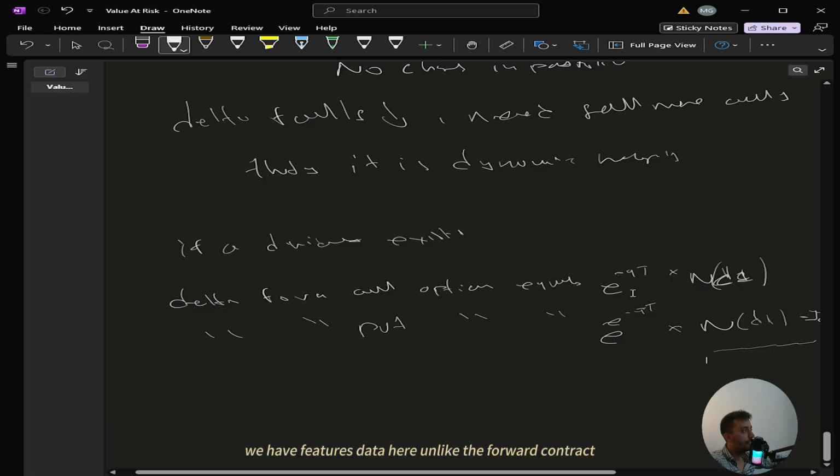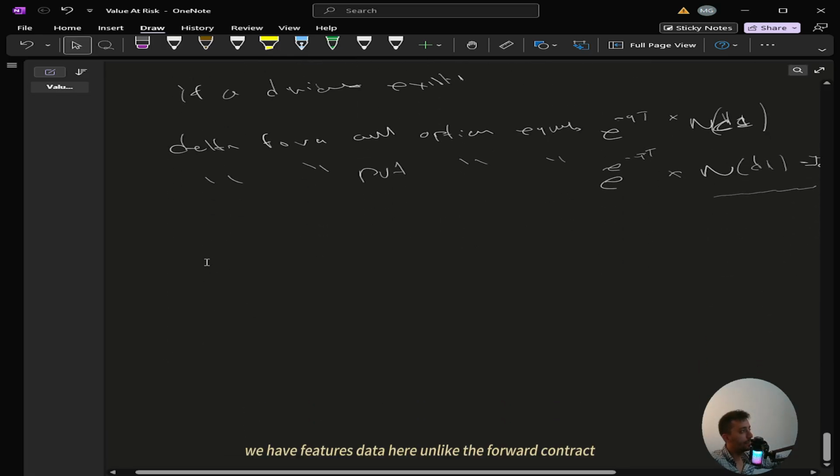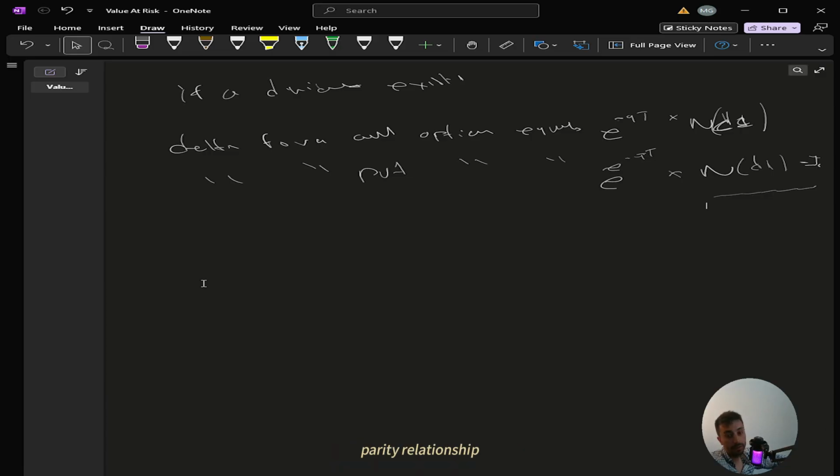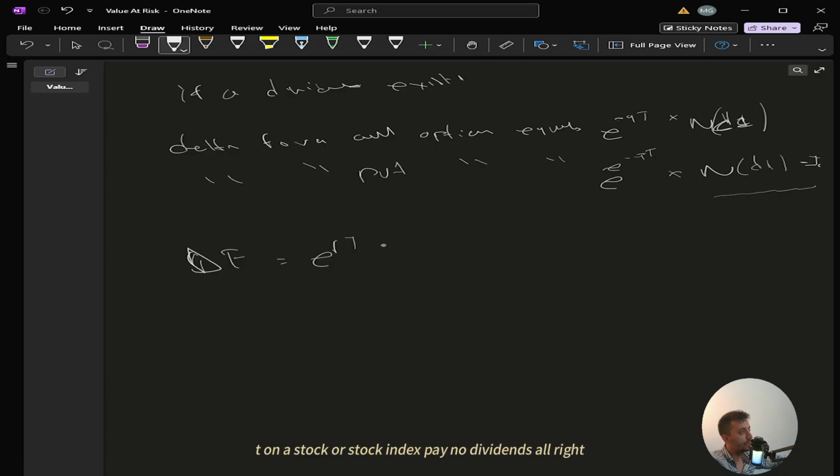All right, we have futures delta here. Unlike the forward contract, the delta of a futures position is not ordinarily one because of the spot-futures parity relationship. The delta of a futures position is e to the power of rT on a stock or stock index that pays no dividends.